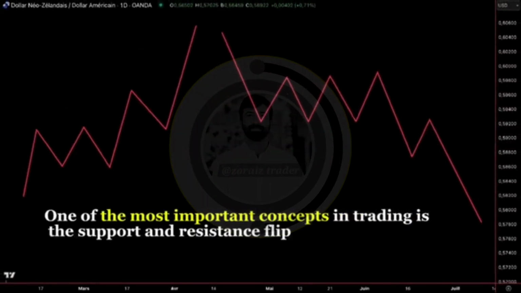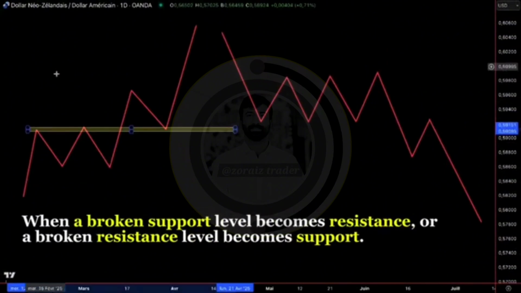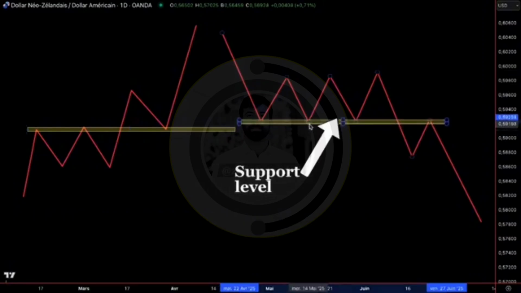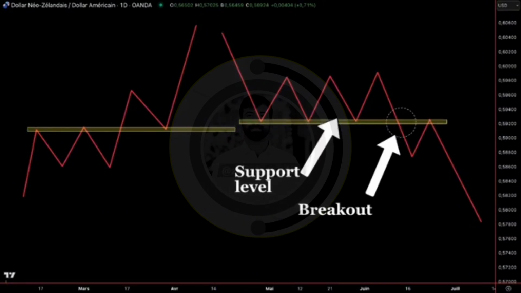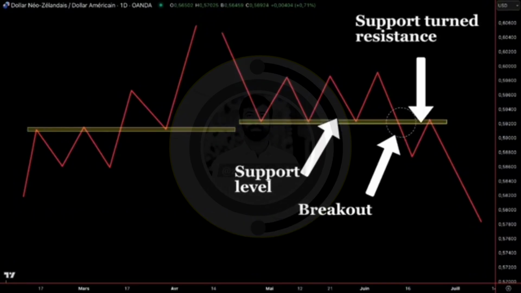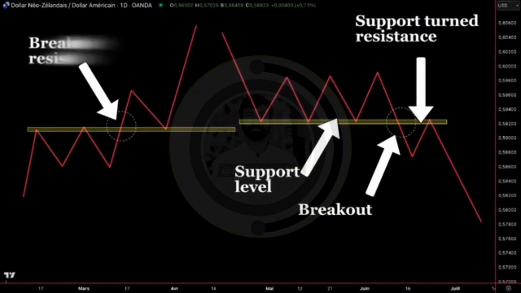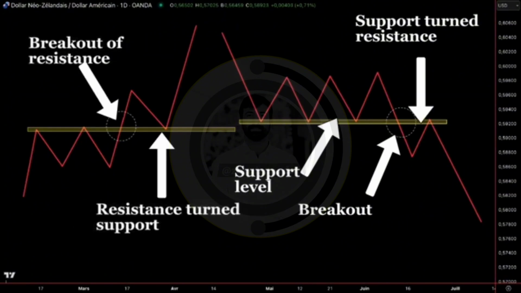One of the most important concepts in trading is the support and resistance flip, when a broken support level becomes resistance or a broken resistance level becomes support. For example, if price breaks below support, that level can act as resistance when price retests it from the other side. Similarly, if price breaks above resistance, that level can turn into support.